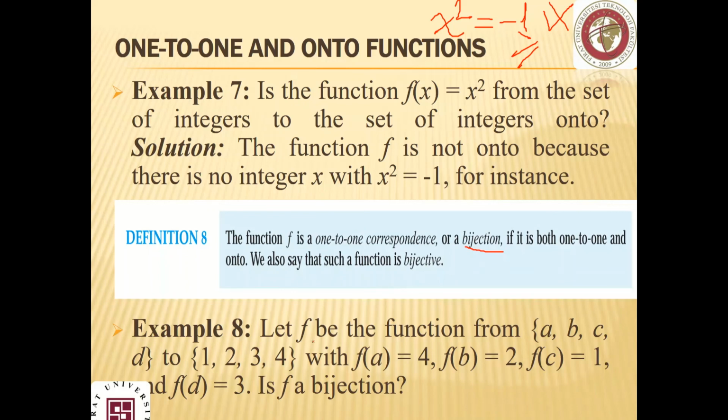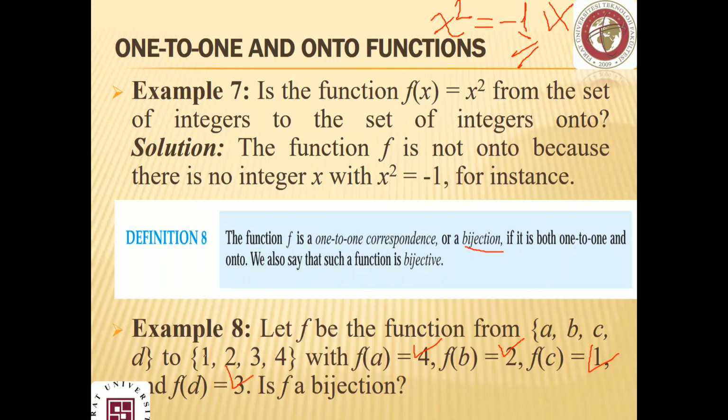All right. Let's take a direct example. Let f be the function again, with a, b, c, d on one side and 1, 2, 3, 4 on the other. f of a is equal to 4, f of b is equal to 2, f of c is equal to 1, and f of d is equal to 3. Is it a bijection? Bijection, by definition, means 1 to 1 and onto. For 1 to 1, now look: f of a is taking 4, f of b is taking 2, f of c is taking 1, and f of d is taking 3.